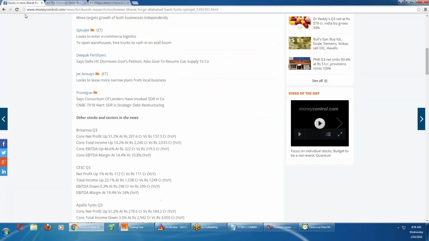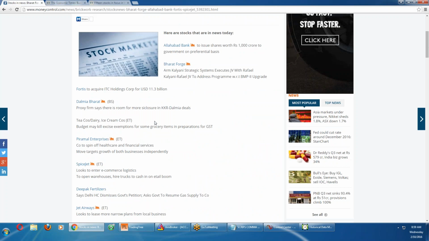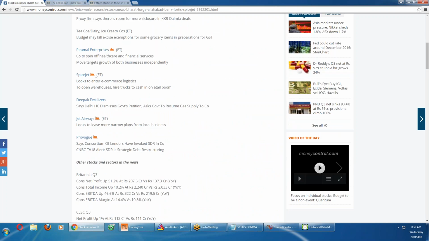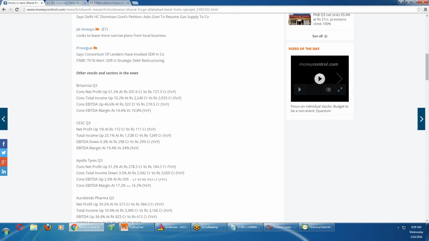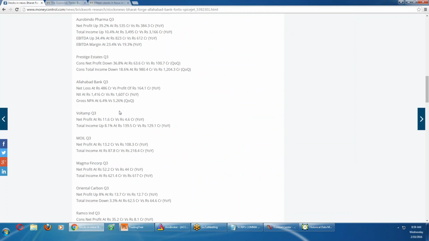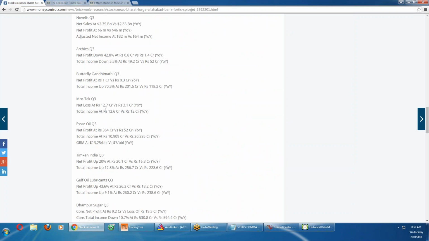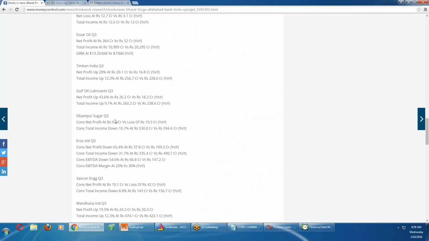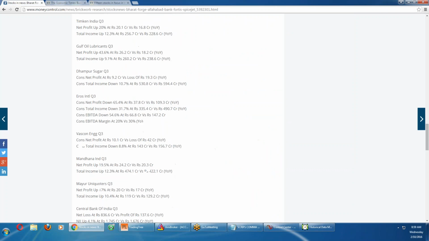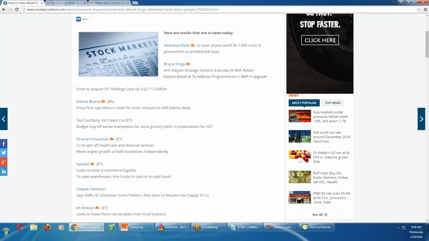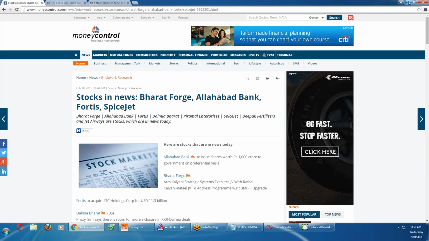And in Moneycontrol, we have ALBK, Bharat Forge, Jet Airways, and other scripts which have the results. So we'll just start opening our file.